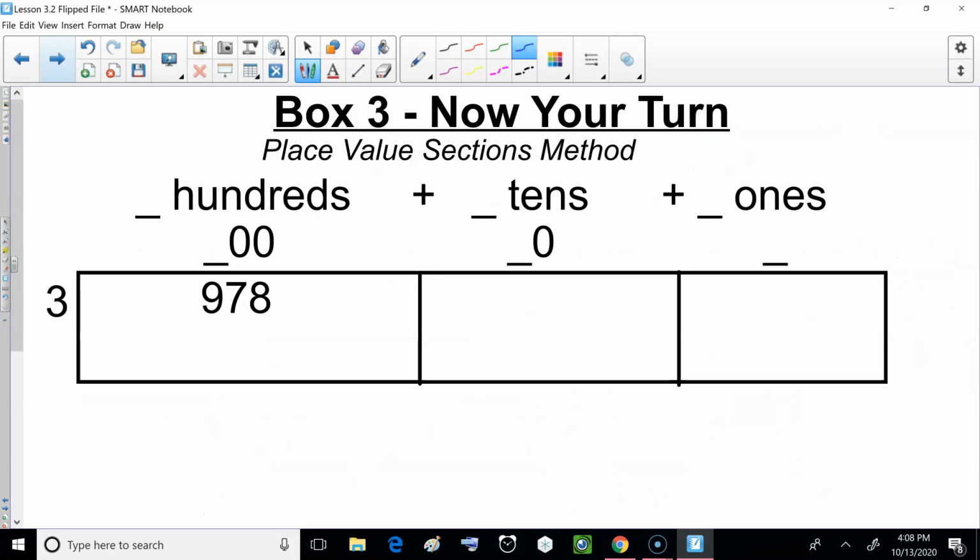So now you put on box 3. Now it's your turn. Try to solve this problem using the place value sections. 978 divided by 3. So use your examples to help guide you to the correct answer. Here's another problem for you to try. It said 4,638 divided by 6. So you can pause the video, use your strategies, look back at your previous examples to help you out. Good luck.